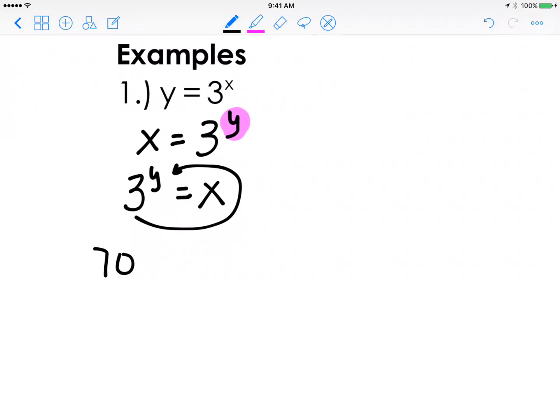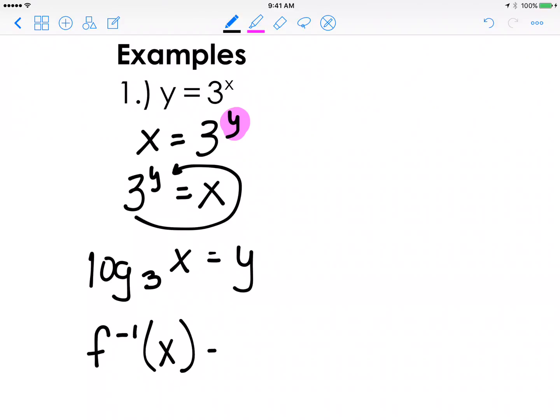So this would become log base 3 of x equals y. Well, now y is by itself, so we've solved for y. So let's write that in inverse notation as log base 3 of x. And then we are done.